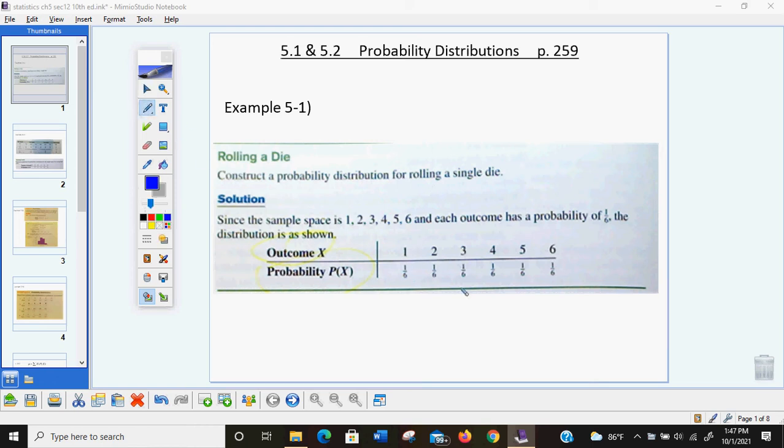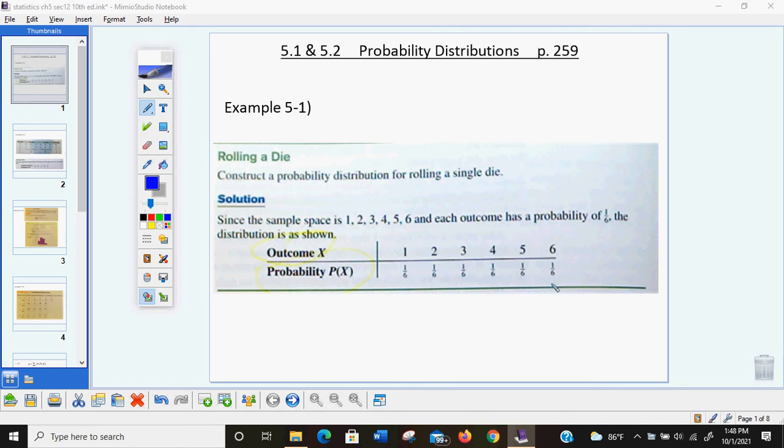So the probability of getting 1 dot is 1/6. The probability of getting 2 dots, 1/6. Probability of getting 3 dots, 1/6. 4 dots is 1/6. 5 dots is 1/6. And 6 dots is 1/6.